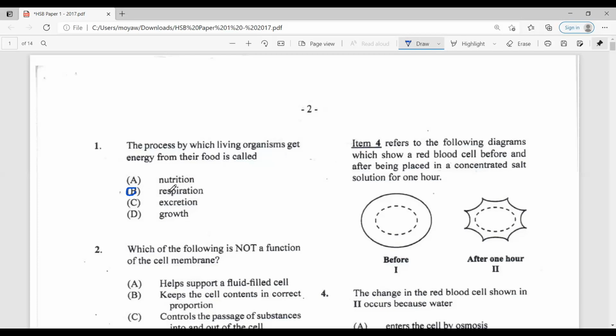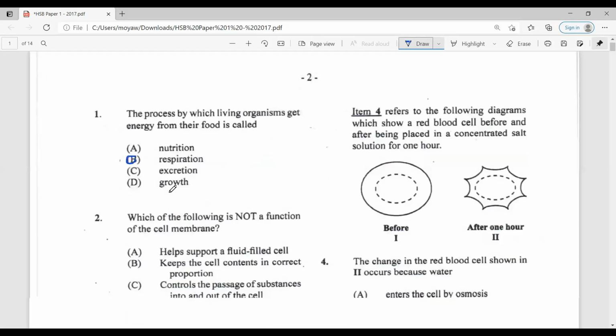So the answer has to be respiration, because the end product of respiration is energy. Because of respiration, we can get energy. After we get the nutrition or the food, the glucose that was broken down gets converted to energy with the help of oxygen.